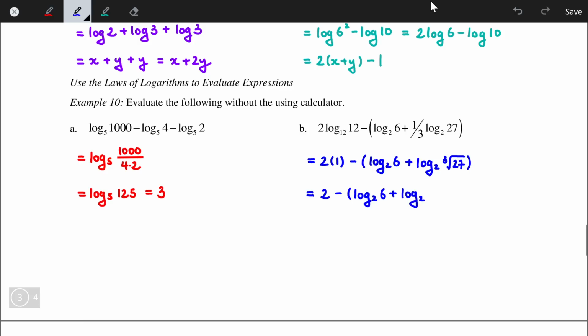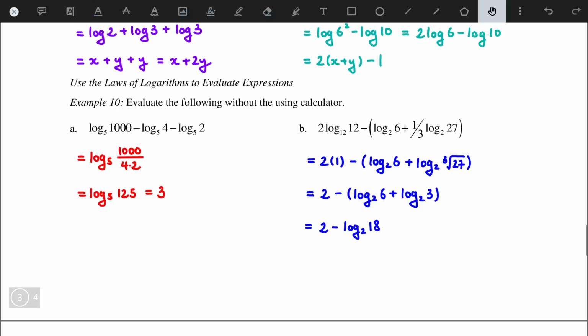And that will be log base 2 of 3. Okay, so from there we have 2 minus, and in this case we can multiply the arguments together using the product law. So this will be log base 2 of 18. And that's it. There's no further simplifying that could be done, unfortunately. And it says to evaluate without using a calculator. However, since 18 is not a power of 2, we can't really do that here. And so that's all we can do with example 10b.